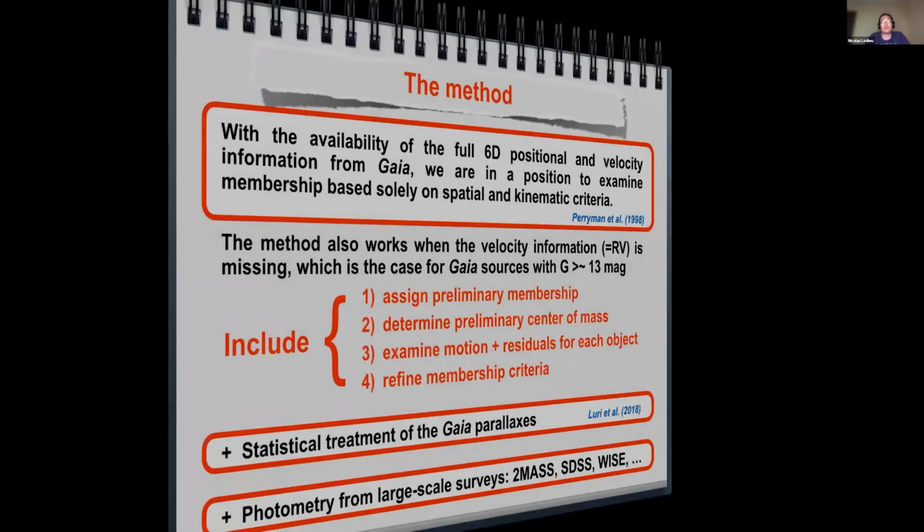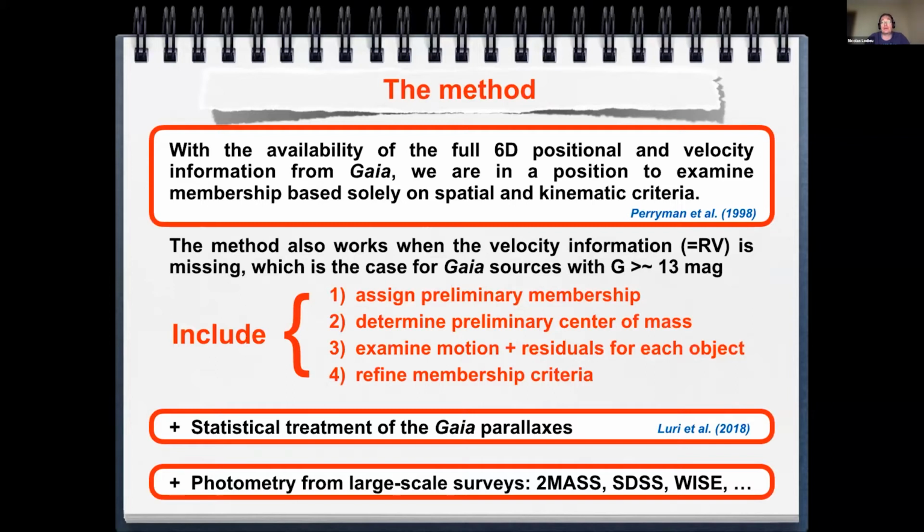To do that, we applied the method described by Perryman and collaborators in '98. At that time, they used the Hipparcos dataset, and they applied it to the Hyades cluster. We can do that because we have full 6D positional and velocity information, in this case from Gaia DR2: the position, the proper motion, the parallax, and also the radial velocity for some of the objects. So we can examine the membership based solely on spatial and kinematic criteria.